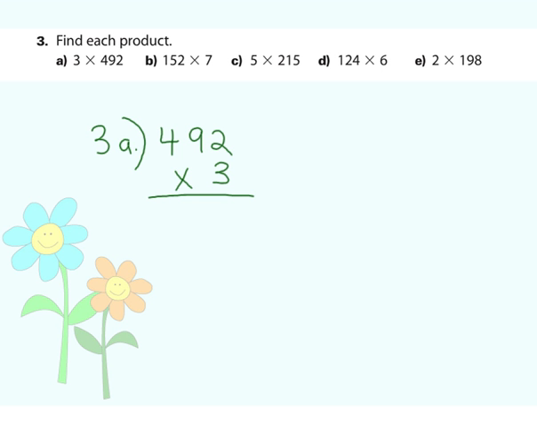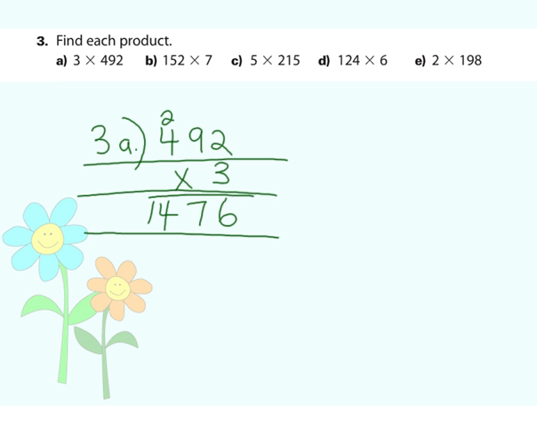2 times 3 is 6. 3 times 9, 27. 4 times 3 is 12, plus 2 is 14. So it'll look like this in your notebook. Make sure you use 3 lines to complete that equation. And don't crowd your work. Skip a line before you go to 3B or whatever is next. So please write your numbers up and down with a 3-digit number on top.